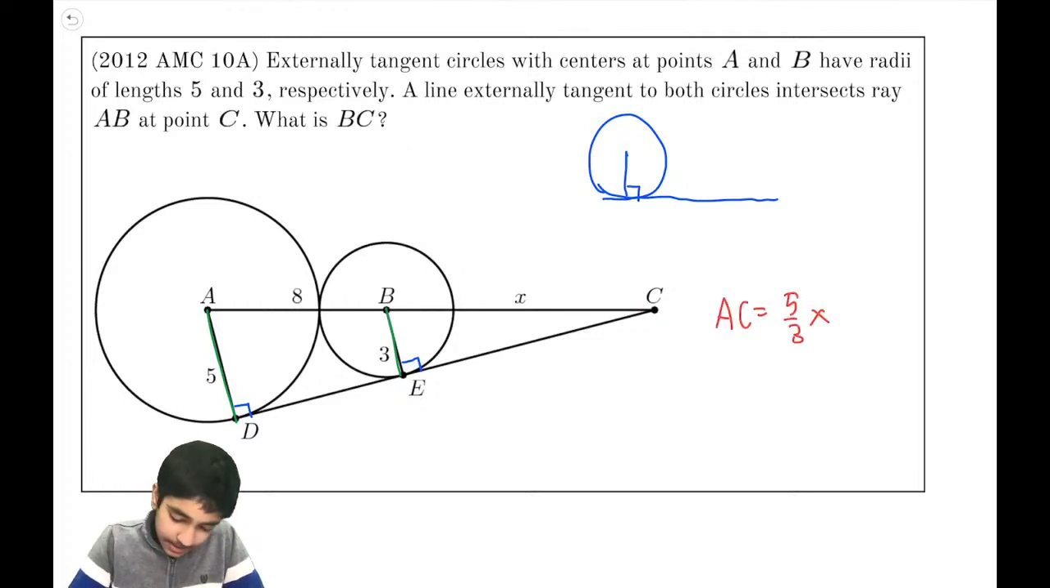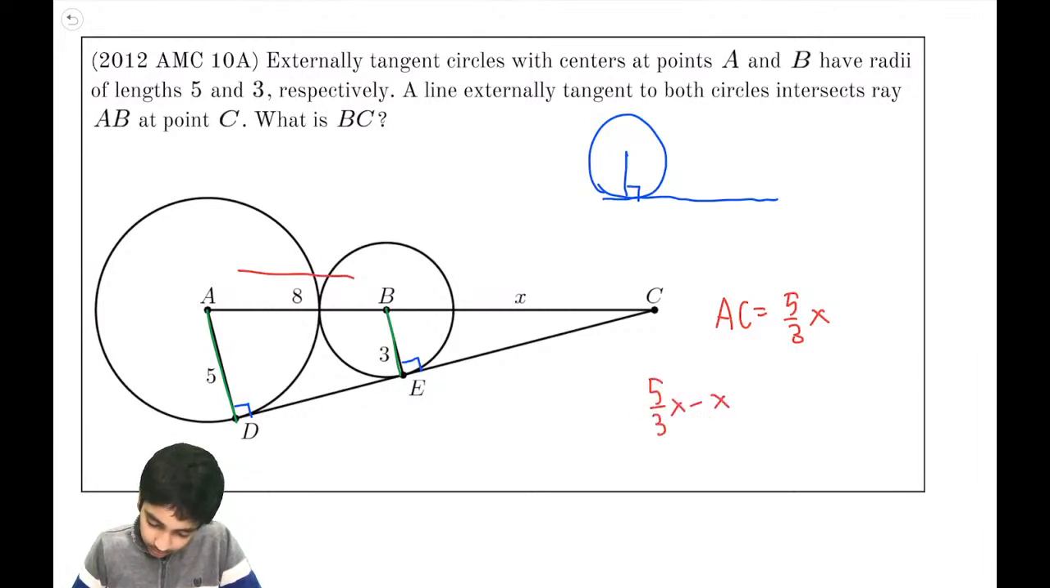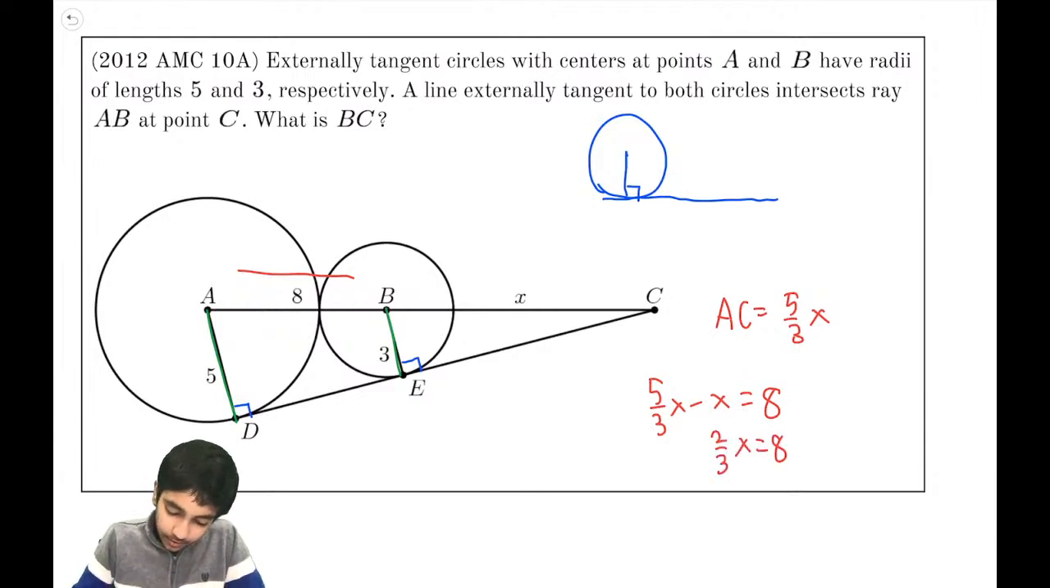And from here we can see that AB will just then have a length of 5/3 x minus x, which is 8, meaning that 2/3 x is 8, or x is 12. So x will be 12, and that's the answer we want to find.